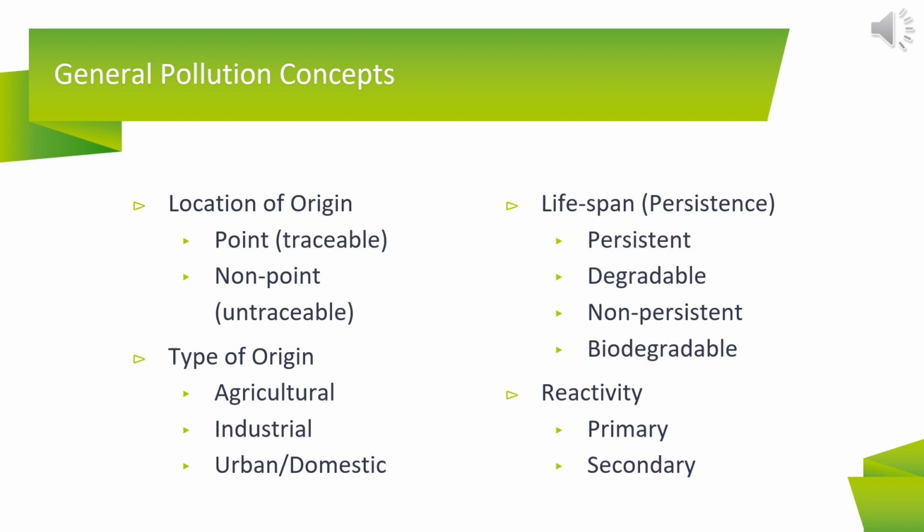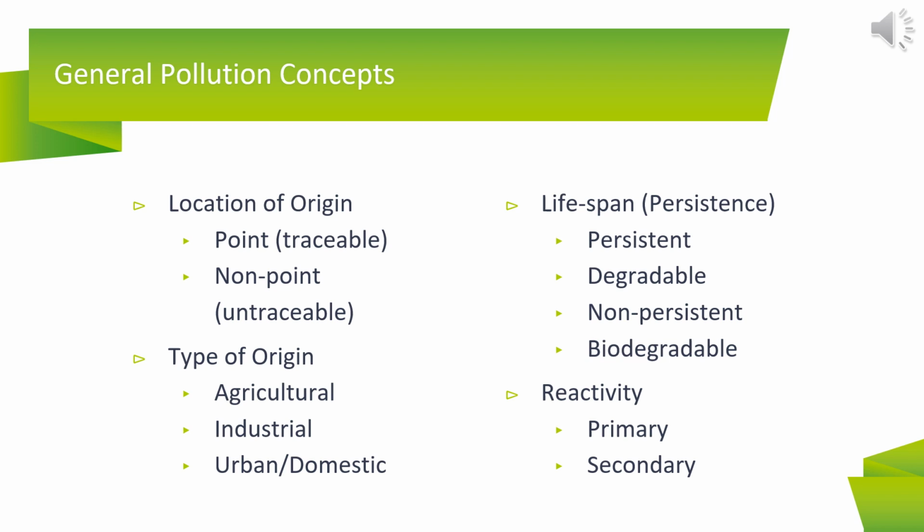Point locations are those that we can trace back. We can tell you exactly where a particular pollutant came from. Non-point pollution are those pollutants that we cannot trace back to a very specific source. They tend to come from abundant areas such as motorways and cars, or large areas such as farms.